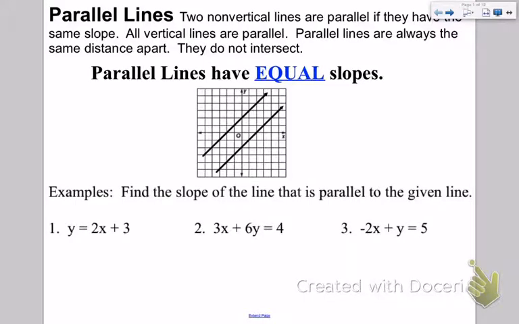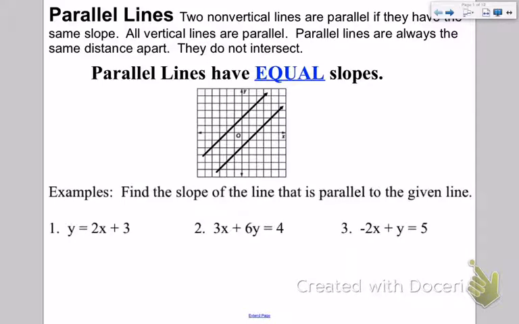Okay, this is going to be topic 5 for Advanced Algebra 1, Chapter 4. We're going to talk about parallel lines and perpendicular lines. So the first slide is parallel lines. Two non-vertical lines are parallel if they have the same slope. All vertical lines are parallel. Parallel lines are always the same distance apart and they never intersect.